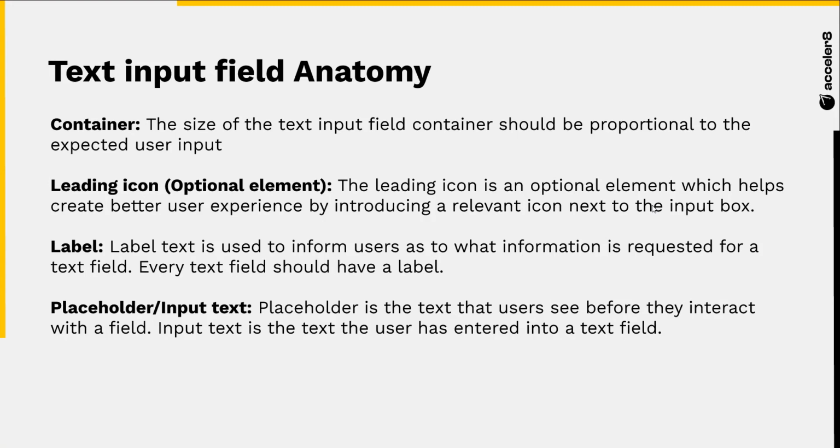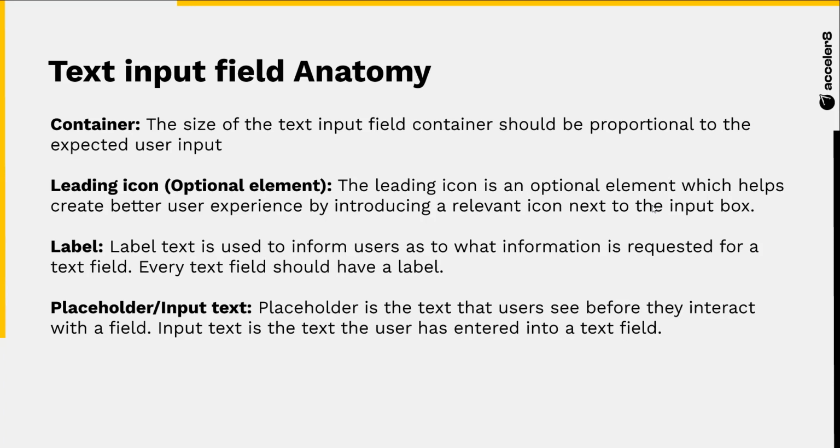The next thing, which is very important, is the label. Label text is used to inform users as to what information is required for a text field. Every text field should have a label. So if you have a text field which is name, make sure there is a label there indicating that this text field is for name, not to be mistaken for placeholders.